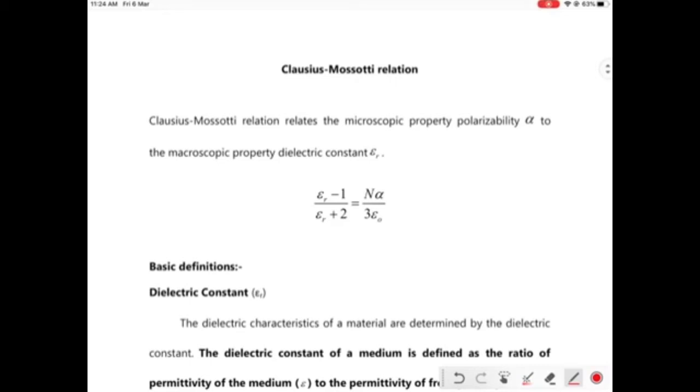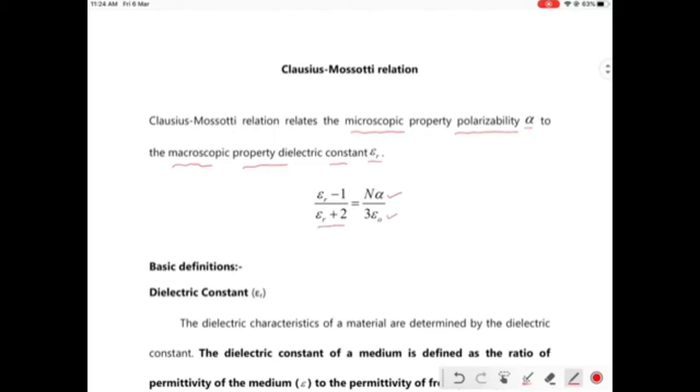Clausius-Mossotti equation. The Clausius-Mossotti relation relates the microscopic property polarizability alpha to the macroscopic property dielectric constant epsilon r. Epsilon r minus 1 by epsilon r plus 2 is equal to N alpha by 3 epsilon naught.